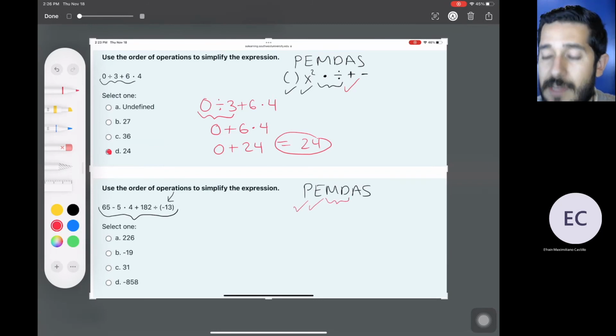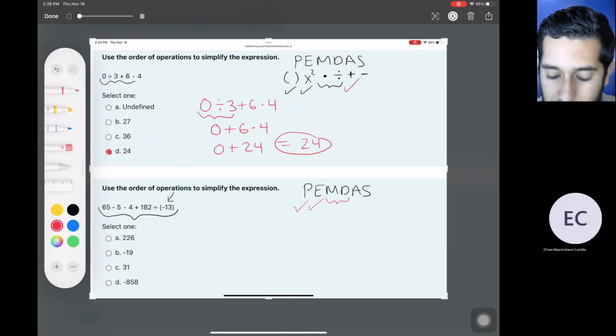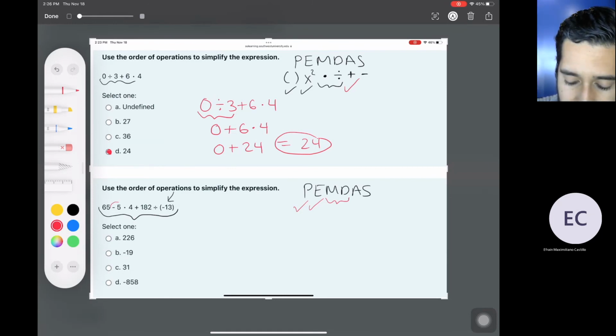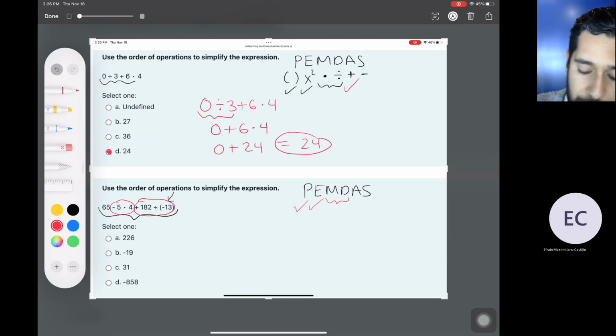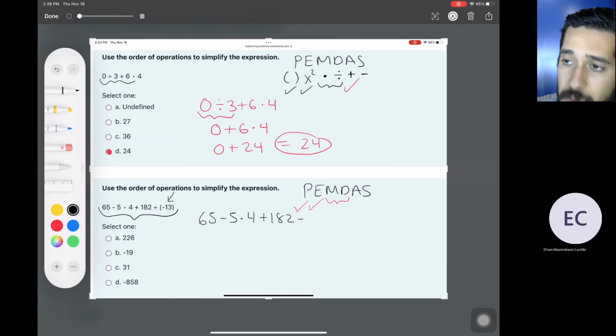Now I'm going to do multiplications and divisions from left to right, whatever happens first. I see that I have two operations in here. I have a negative 5 times a positive 4, and I also have 182 divided by negative 13. What I'm going to do first is the multiplication, because that's happening first left to right. Let me write my expression again. So negative 5 times 4, that's going to be negative 20.